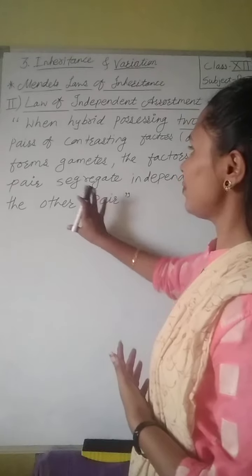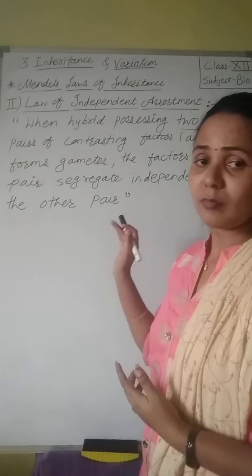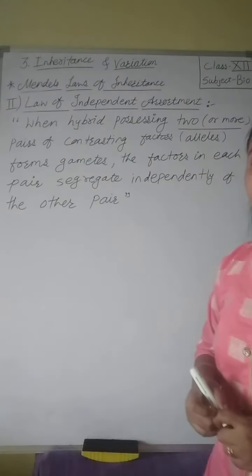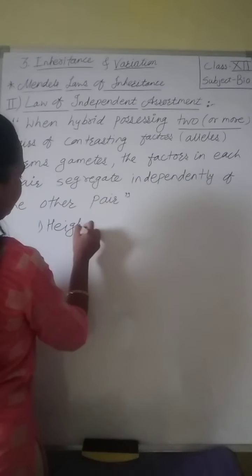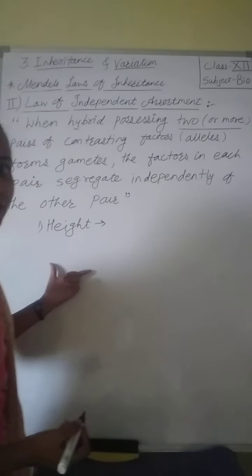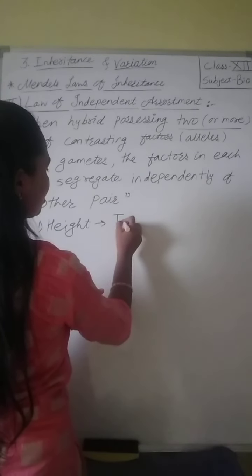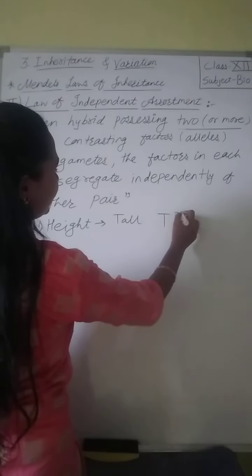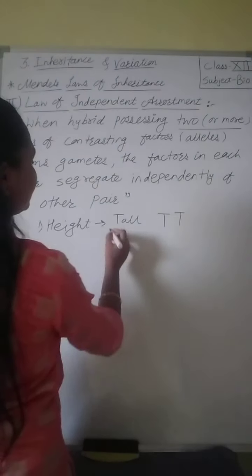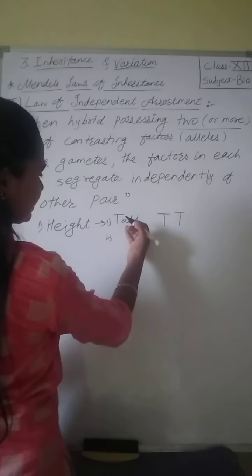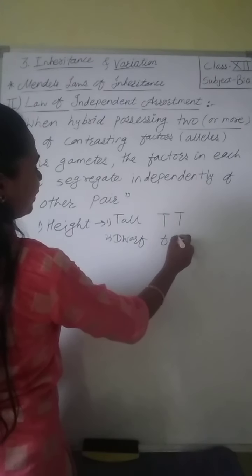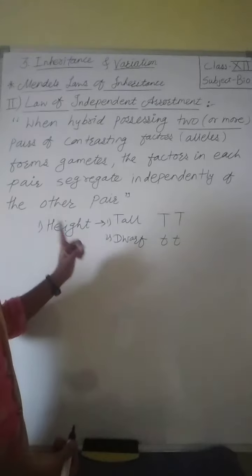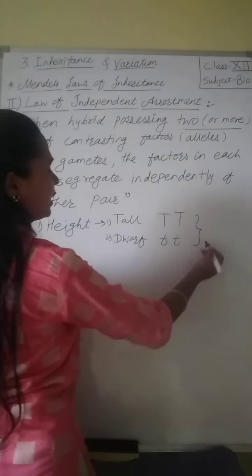So this is what Mendel said. We will take one example, with two characters for our study purpose. The first character is height. Height of the plant is denoted by two characters. One is tallness, given by capital T, capital T. Another one is dwarfness. These are contrasting characters, so dwarf is denoted by small t, small t. So this is one character.